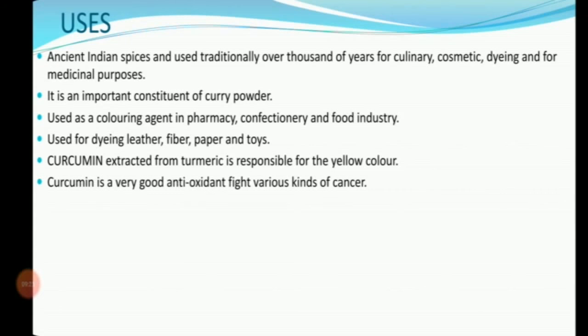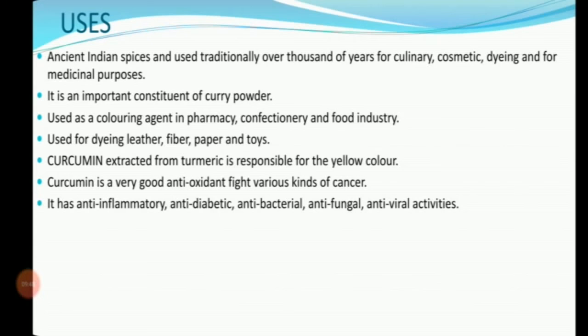Curcumin, which is responsible for the yellow color, is extracted from turmeric. Turmeric is yellow because of the presence of curcumin, a chemical present in it. Curcumin is a very good antioxidant and fights various kinds of cancer. If you use turmeric regularly, it acts as an antioxidant against various kinds of cancer. So turmeric is very useful for a healthy life.